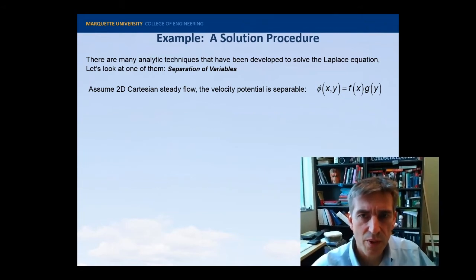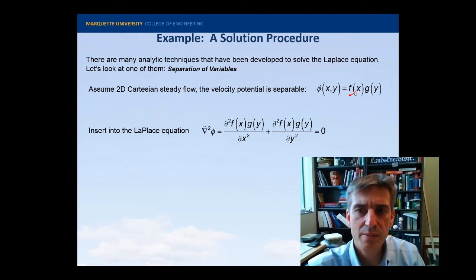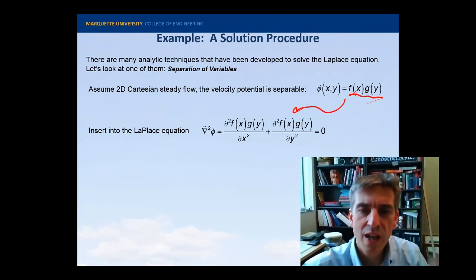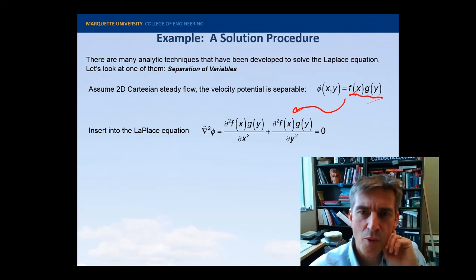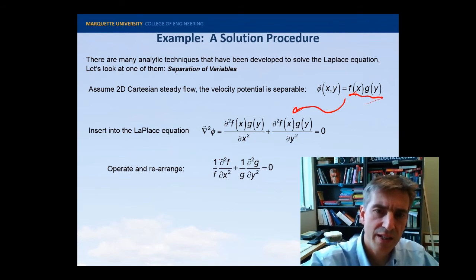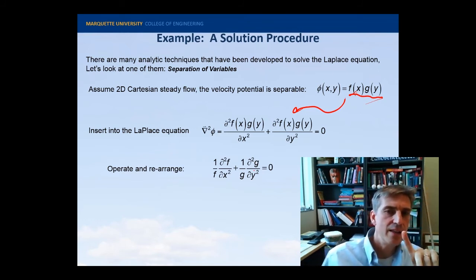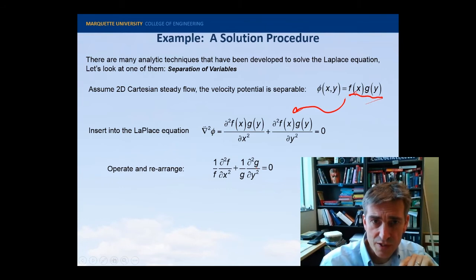So I'll start by inserting the definition of the separation of variables into the Laplace equation. I'll perform that operation, and you can see that by some rearrangement, I end up with this equation right here. So I end up with 1 over f partial squared f partial x squared plus 1 over g partial squared g partial y squared is equal to 0. And this right here is separation of variables.